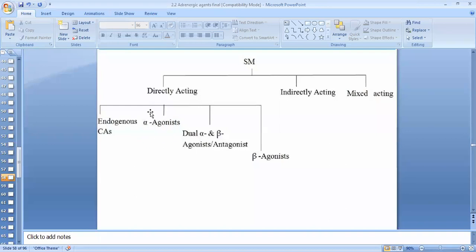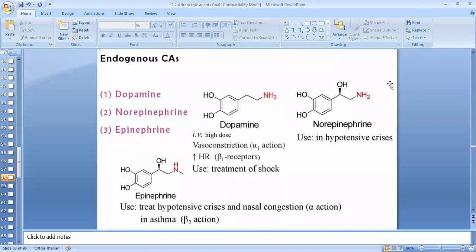The next class is specifically drugs. Those are alpha agonist. Second one, dual. They are going to show the non-selective action, dual mechanism, that is alpha and beta agonist as well as antagonist. And the fourth class is specifically towards beta agonist. The next class is indirectly acting adrenergic drugs and mixed acting adrenergic drugs. So we'll see one by one.